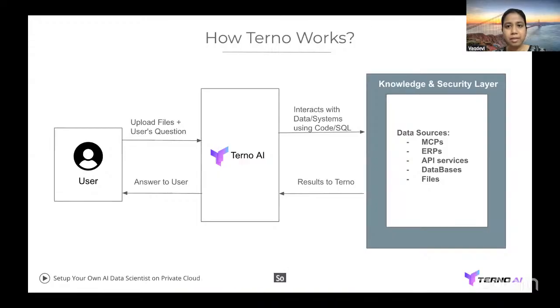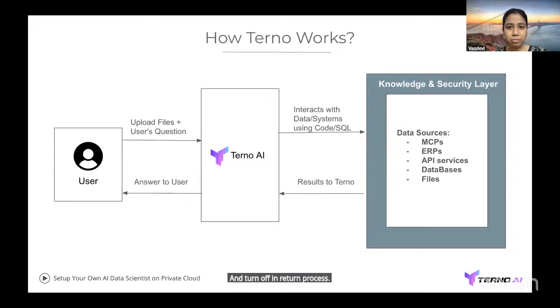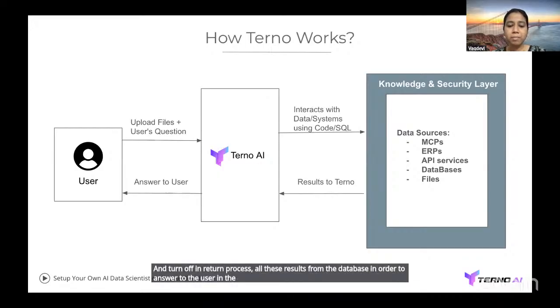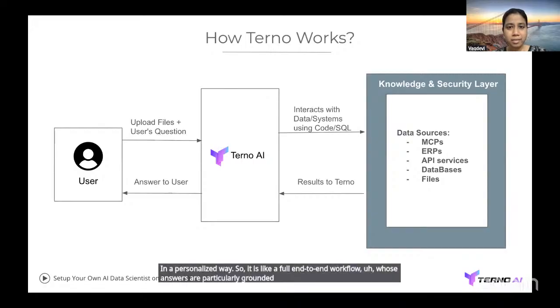So after all this processing, we get the results from the data sources to Turno based on the executed SQL commands, and Turno in return processes all these results from the database in order to answer the user in the desired format that the user wants based on his questions and interactions in a personalized way. So it is like a full end-to-end workflow whose answers are particularly grounded in the data sources rather than just hallucinations. And it is fully secured with the help of the security layer along with the knowledge layer.